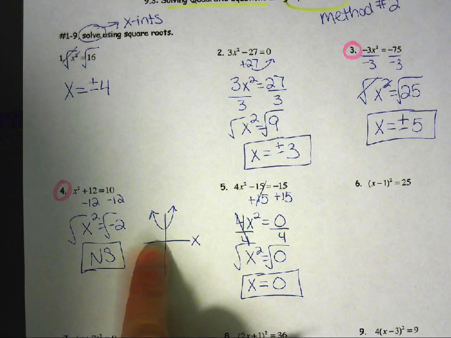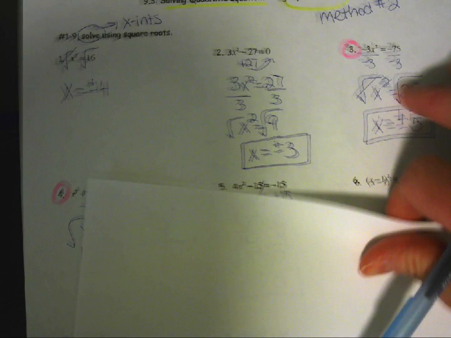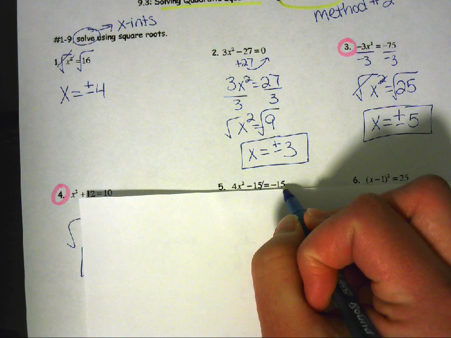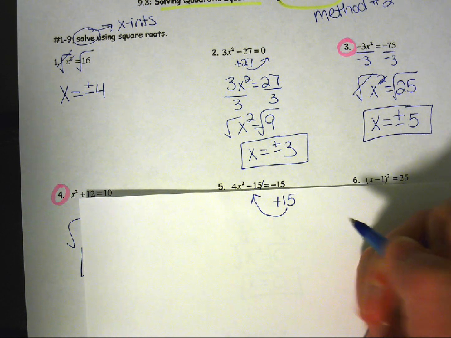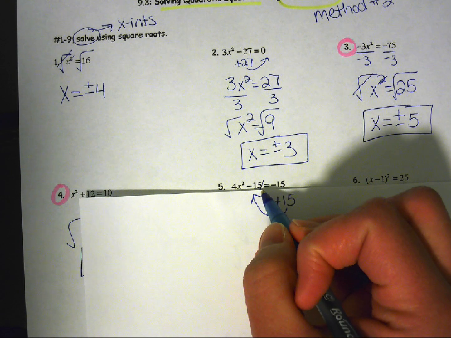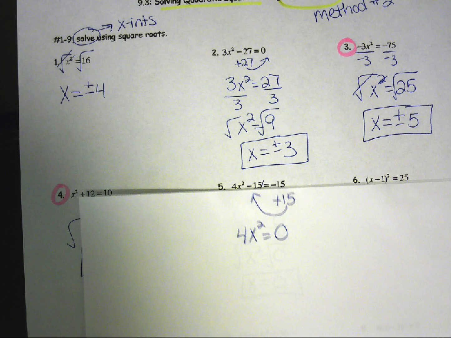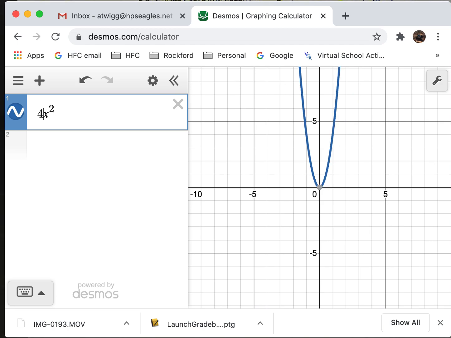Okay. In this particular case, if you're going to use Desmos, again, if you were to go back to the original, you would have to move the 15 that's on the right over towards the left. And what would happen is they would cancel out. So you would just get 4x squared equals 0. So if you go to Desmos and you type in 4x squared, look at where it sits. Do you see how it's sitting right there at 0?